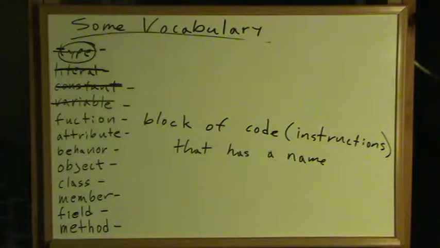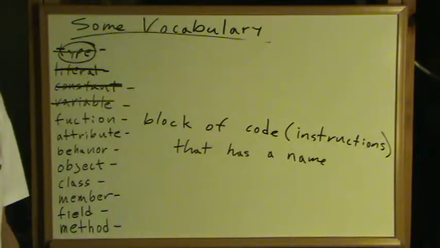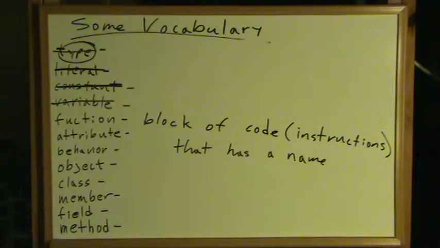Like if I tell you take out the garbage, that's a function that has a name. I don't need to describe to you where to find the garbage bag, how to tie it up, how to pull it out of the garbage can, and how to carry it outside to where the garbage bin is, right? So that's a function, that's a block of code, a set of instructions that has a name.